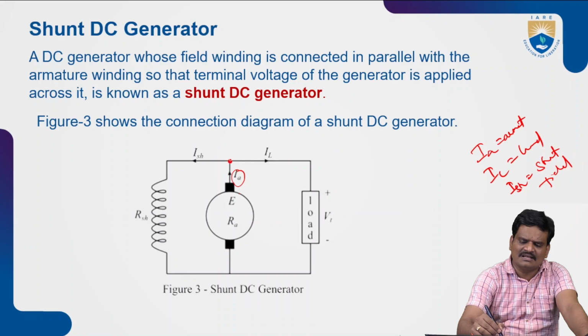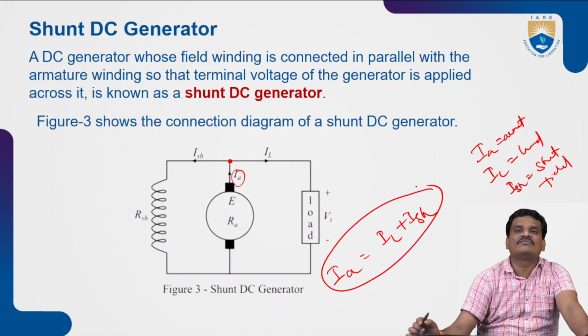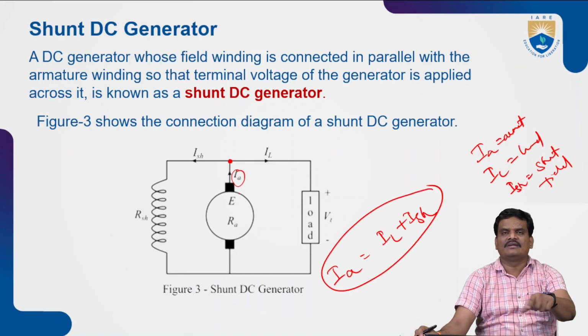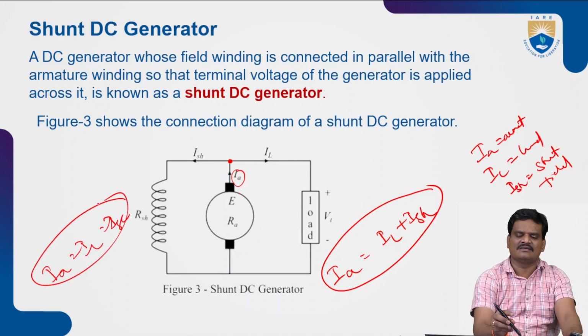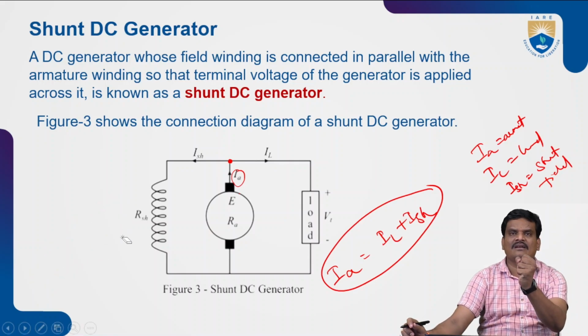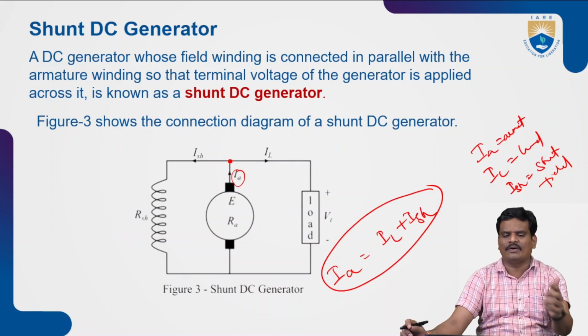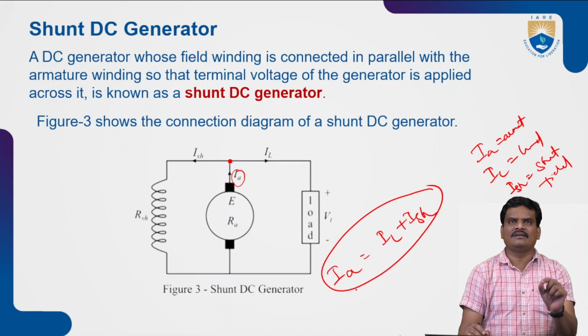By applying KCL at this particular point, currents entering should be equal to currents leaving. So this is the relationship for the currents flowing in a DC generator. If it is a series generator, we have IA equal to IL equal to ISE as they are connected in series. But here they are connected in parallel, so the current division will take place from one particular point. By applying KCL at this point, the expression for current in a DC shunt generator is IA equal to IL plus ISH.